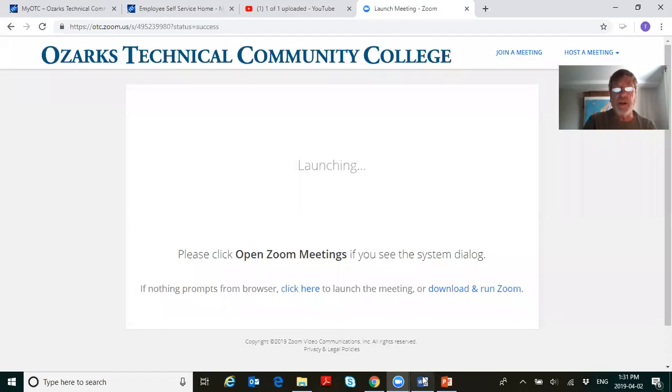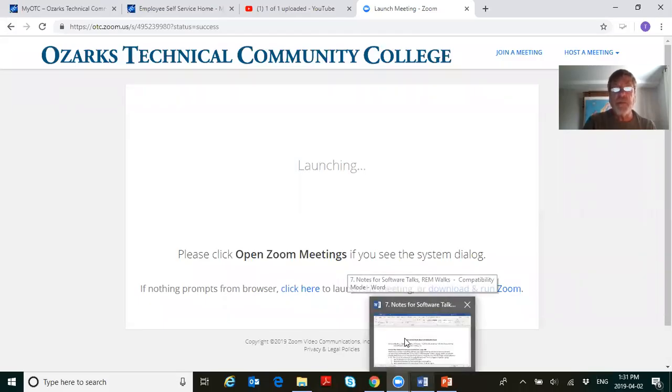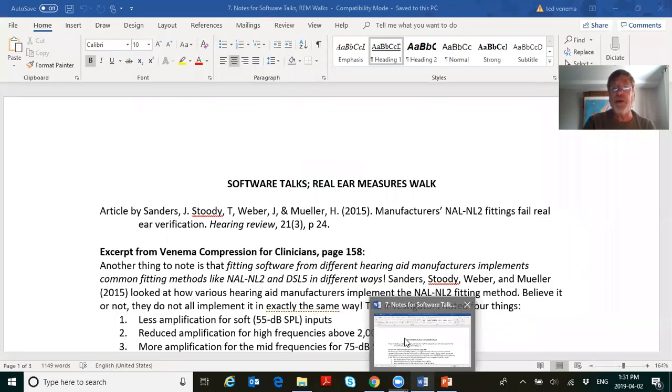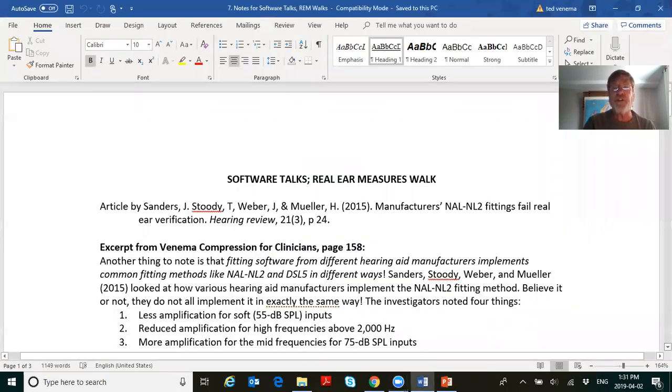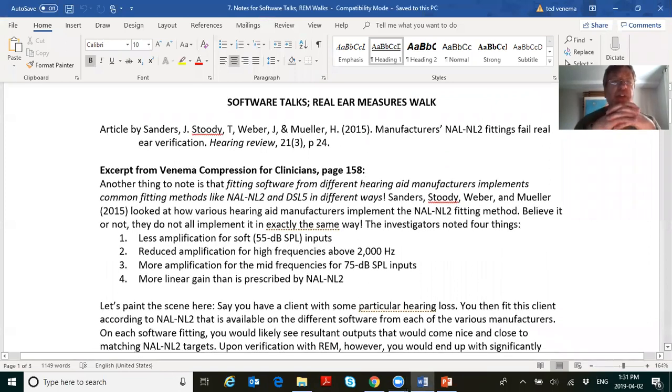Now, let's look at today's stuff and look at hearing aid manufacturer fitting software talks and real ear measurements walk. And take a reading and an excerpt here. So I'll share screen, and we'll look at our notes. Here we go. Software talks, real ear measures walk. And this is an excerpt from my little book on page 158.